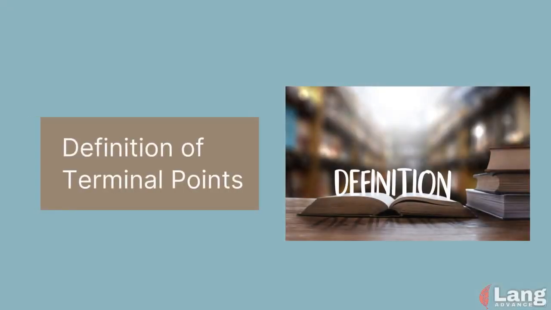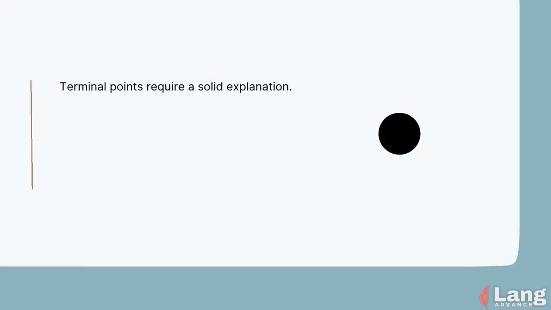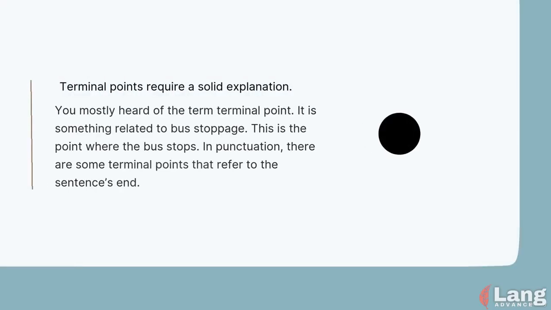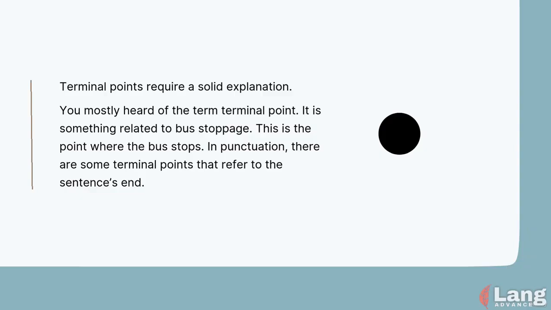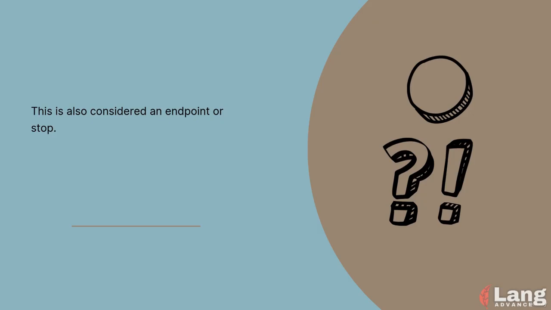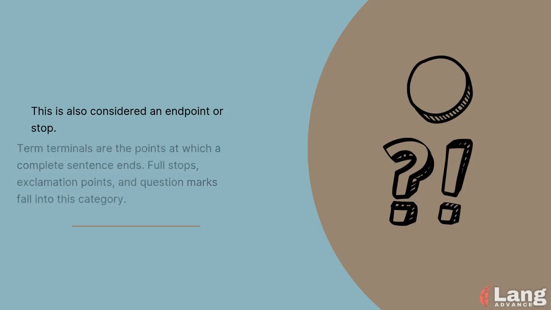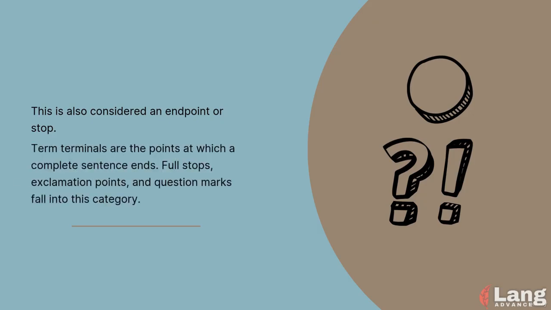Definition of terminal points. Terminal points require a solid explanation. You have mostly heard of the term terminal point. It is something related to bus stoppage. This is the point where the bus stops. In punctuation, there are some terminal points that refer to the sentence's end. This is also considered an endpoint or stop. Terminal points are the points at which a complete sentence ends. Full stops, exclamation points, and question marks fall into this category.